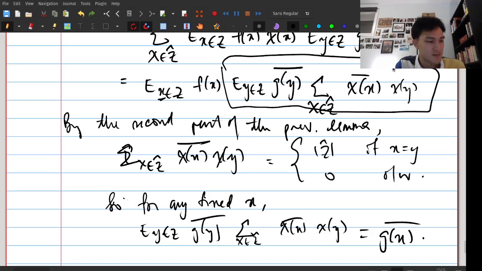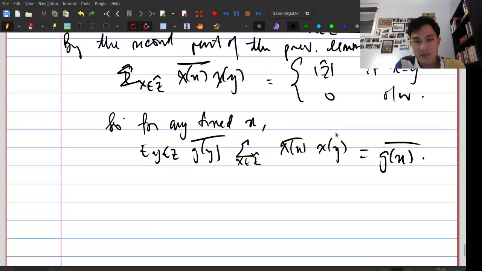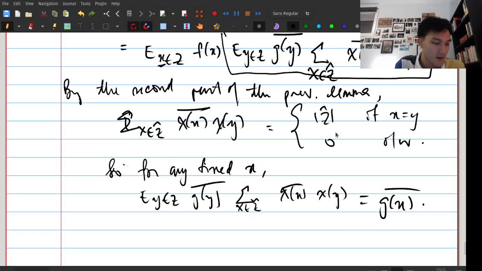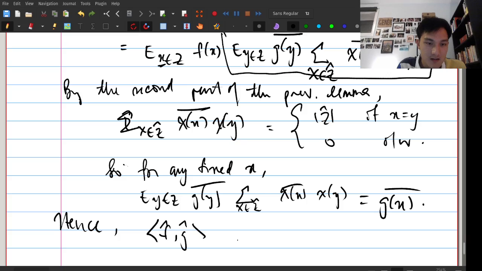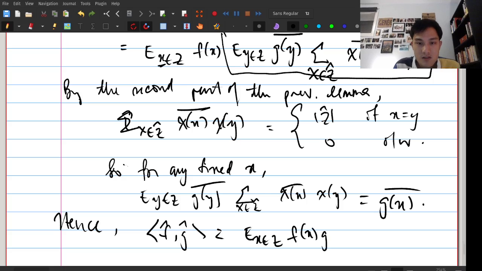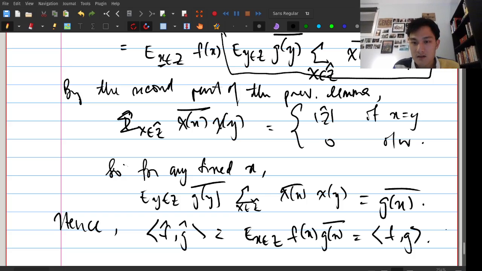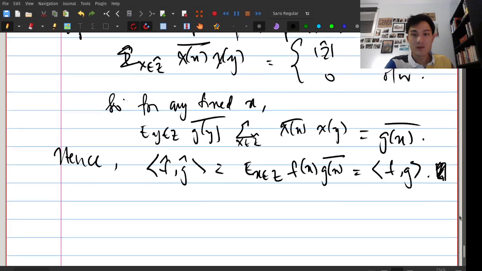And that's why the bars cancel out, so even though I got the bars wrong, it doesn't matter. And hence, the inner product of f hat and g hat is equal to the expectation over x in Z of f of x times g of x bar. Well, that's just the inner product of f and g. It is kind of nifty. That's what we want.